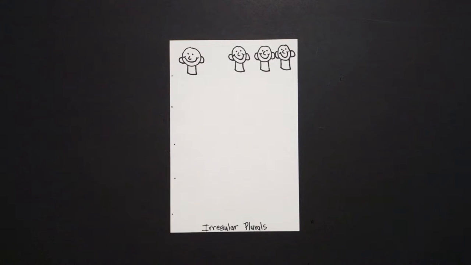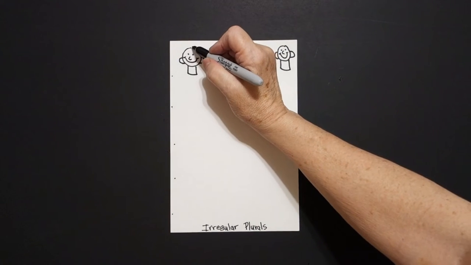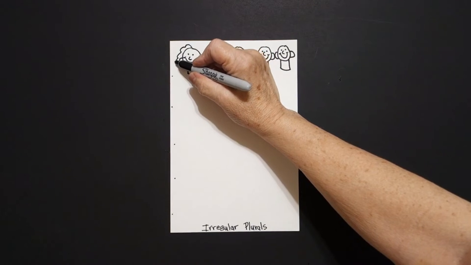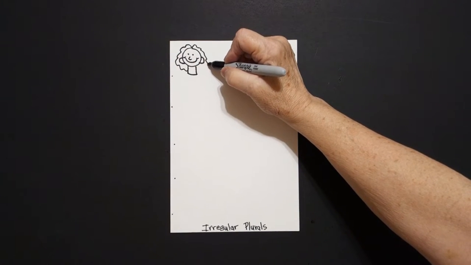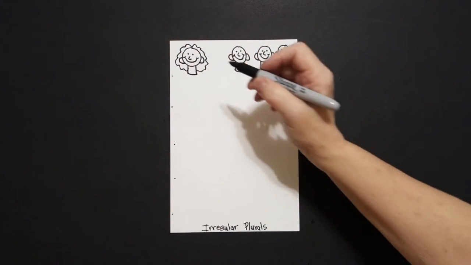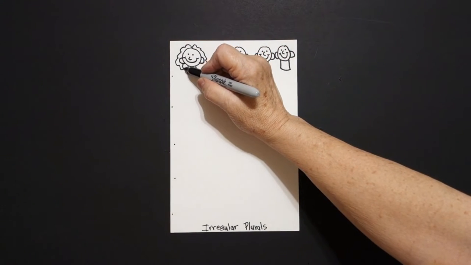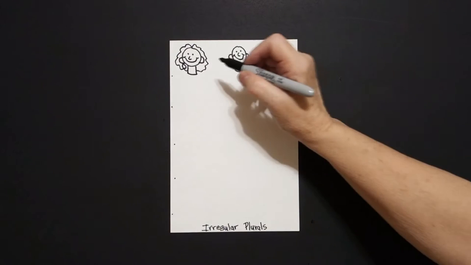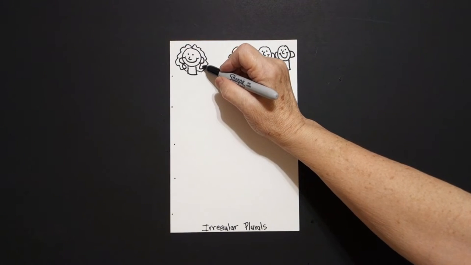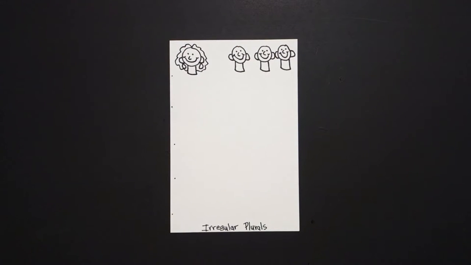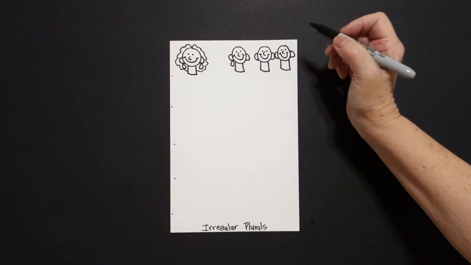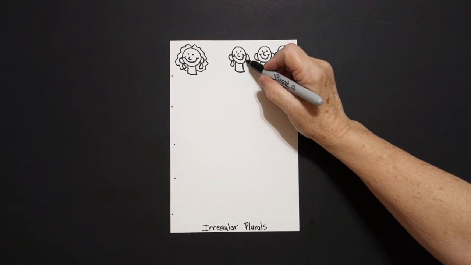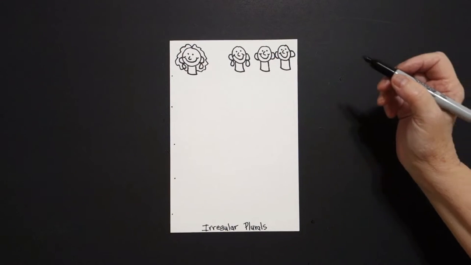Now we're going to add curve line, curve line, curve line, connect on the left. Curve line, curve line, curve line, connect on the right. Come on the left and just draw curve line up, connect on the left. Curve line up, connect on the right. Come to this one. We're going to add that curve line up, connect on the left. Curve line up, connect on the right.